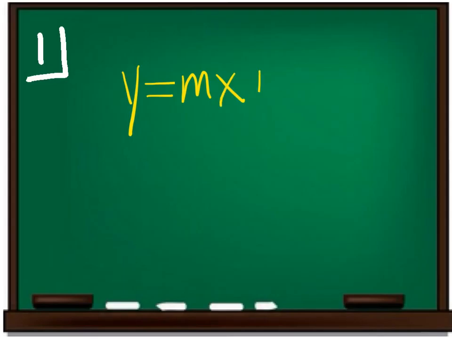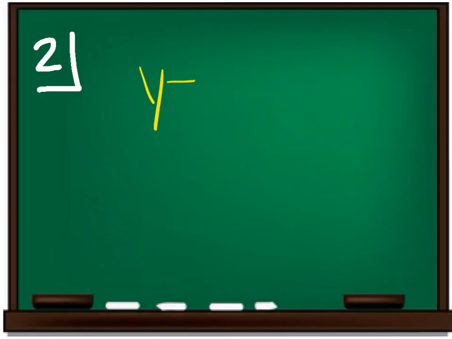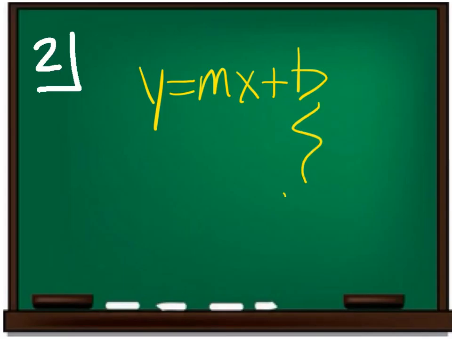Which one is the slope? Slope is m. Which one is the intercept, the y-intercept? B is the y-intercept.